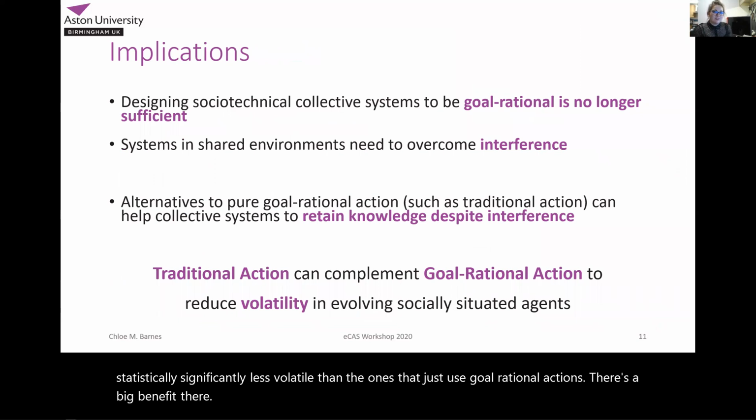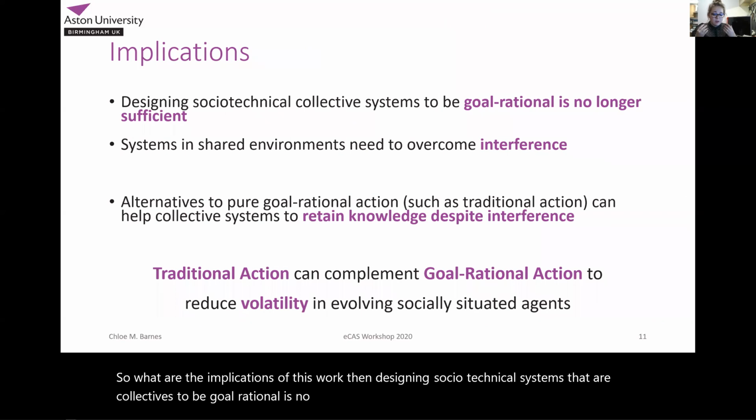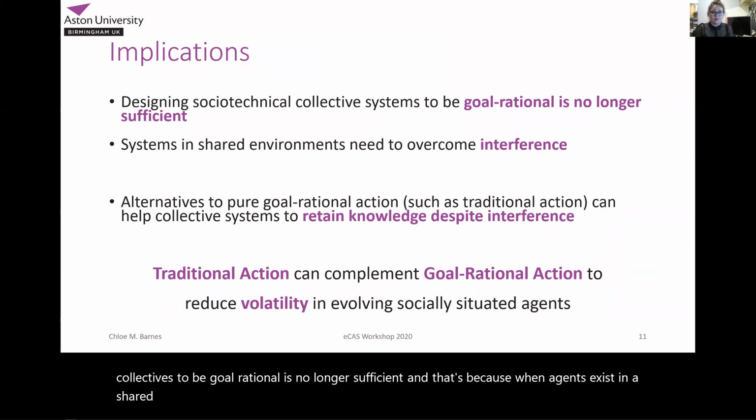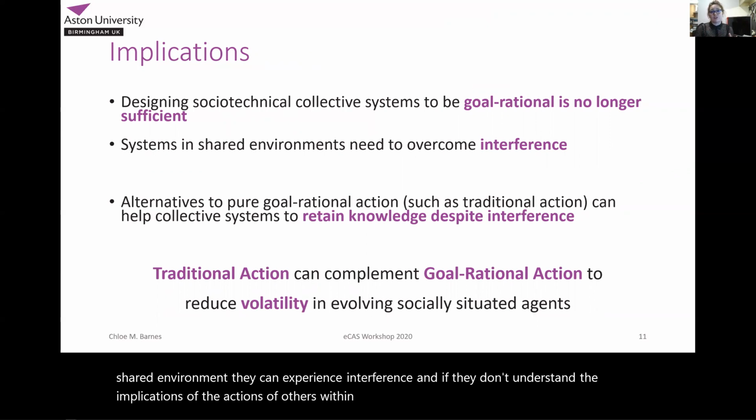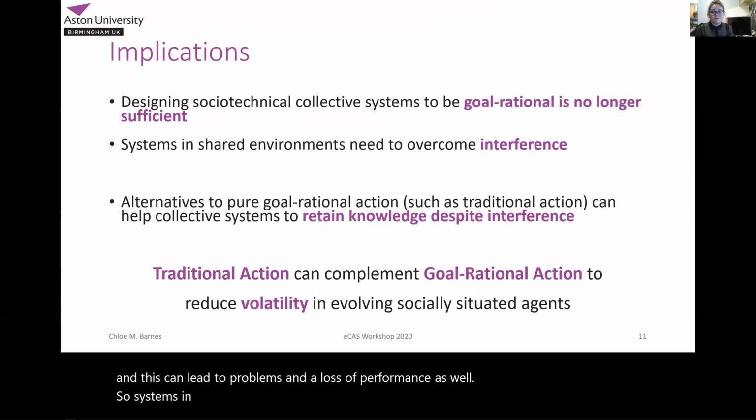So what are the implications of this work then? Well, designing socio-technical systems that are collectives to be goal rational is no longer sufficient. And that's because when agents exist in a shared environment, they can experience interference. And if they don't understand the implications of the actions of others within the environment and the interactions with others, then this can lead to problems and a loss of performance as well. So systems in shared environments need to overcome interference, and traditional action can help to do that.